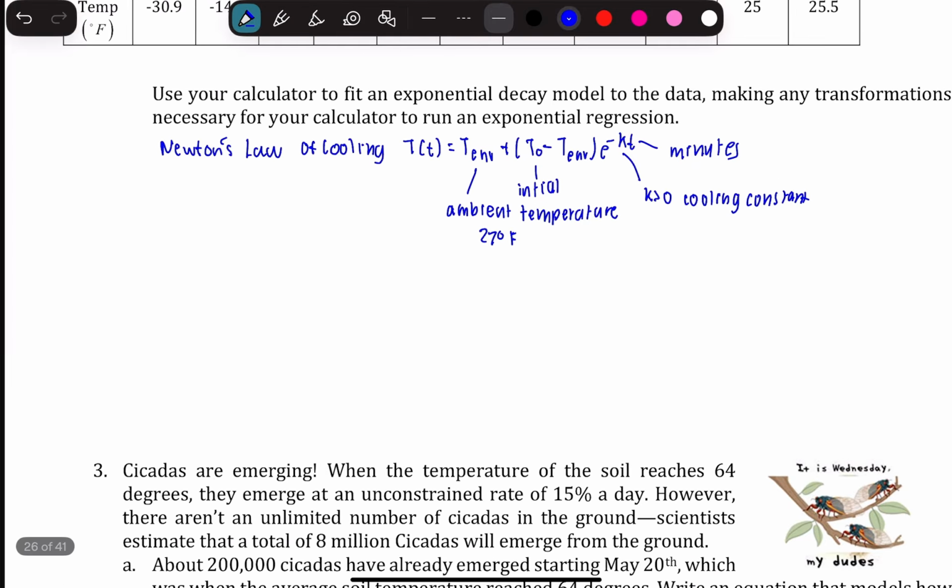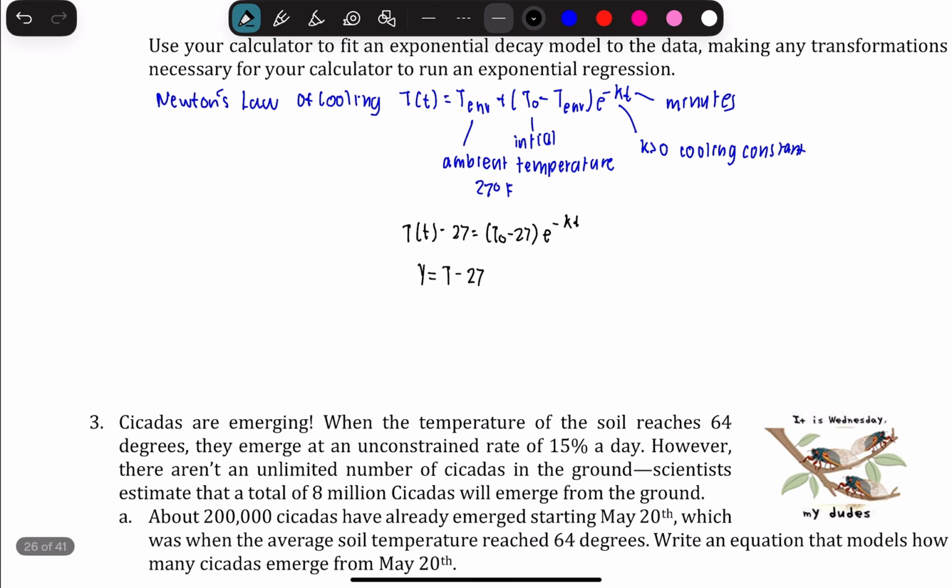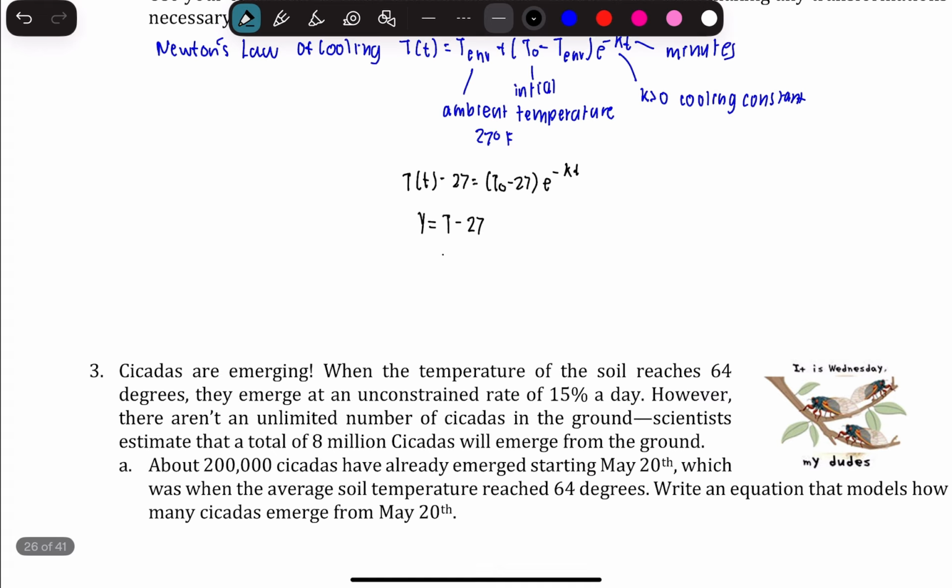So let's plug in what we have. So we have T(t) minus 27 is going to be equal to T initial minus 27 times e to the power of negative kt. Now we can create a new variable y equal to T minus 27. So now the model becomes y is equal to a times e to the power of negative kt, and this is a pure exponential.